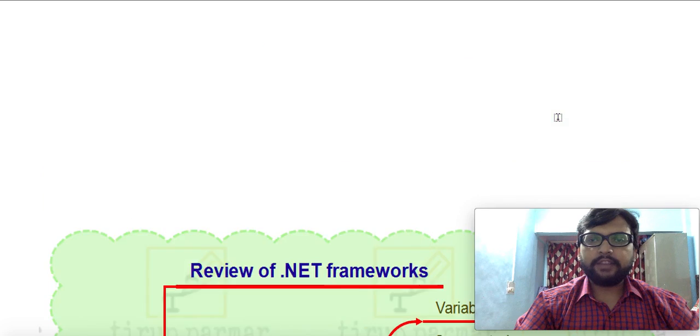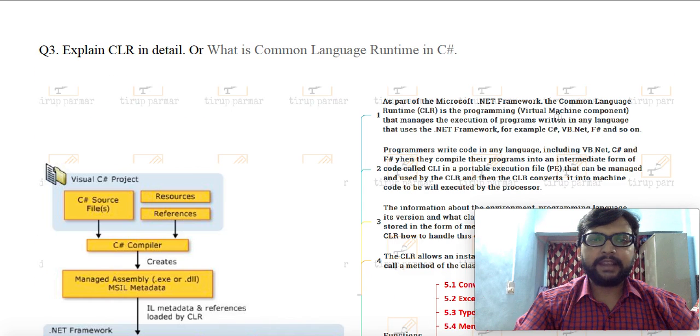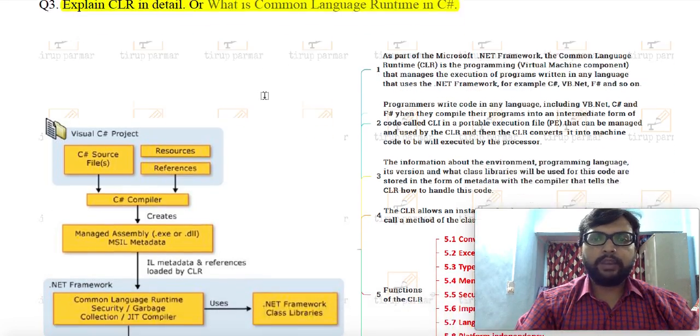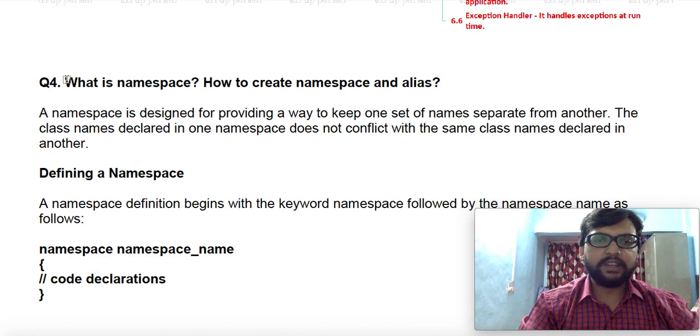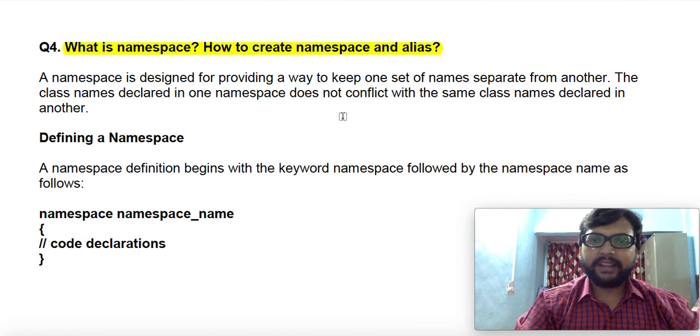In the last lecture we already finished discussing many topics, including this particular question. Now in this lecture we'll continue our discussion with this question: what is a namespace, how to create a namespace, and its alias. Let's start discussing what we mean by namespace.